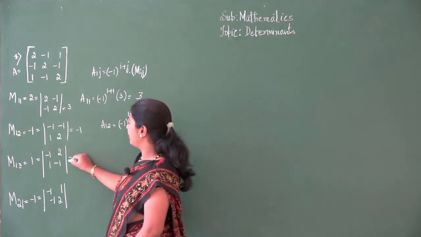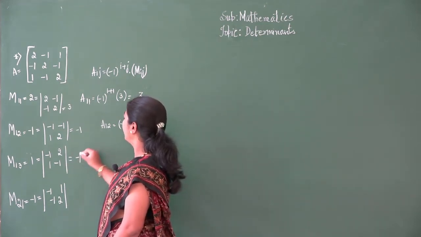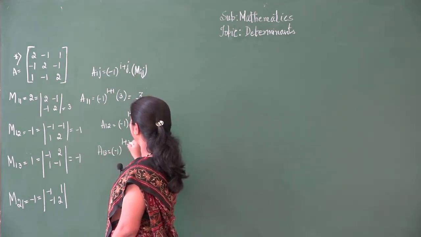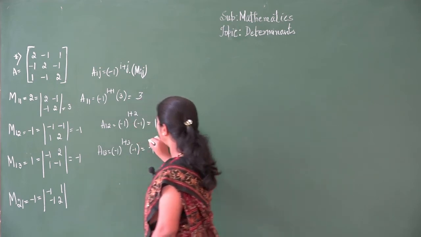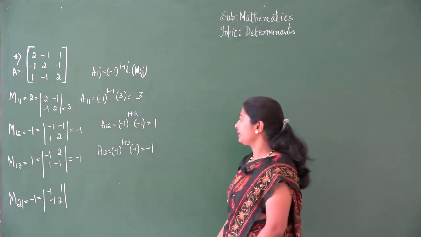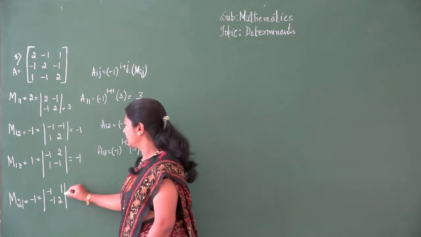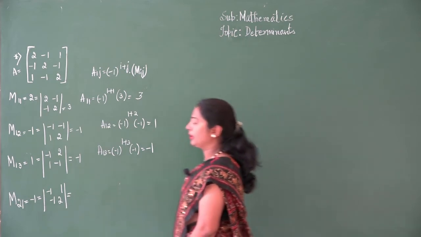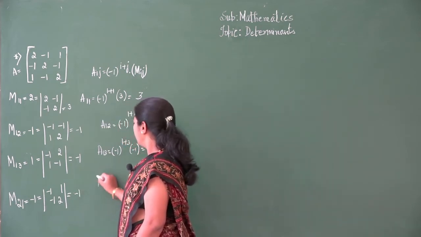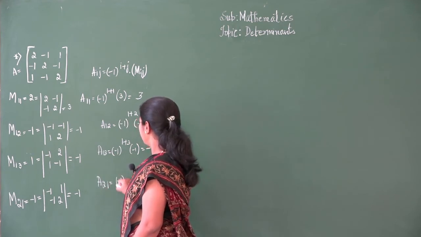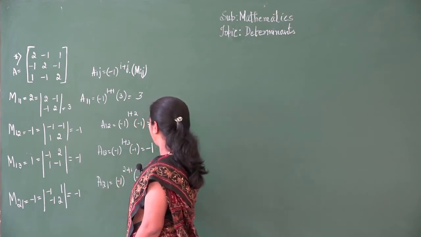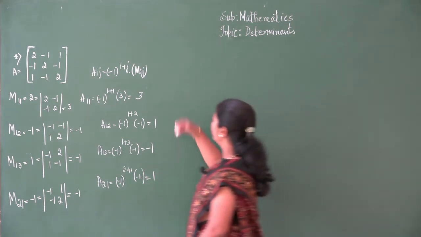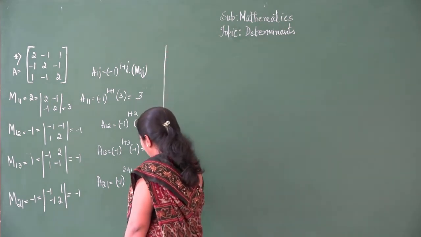Similarly, what is the value of M13? 1 minus 2, minus 1. What is the value of A13? Minus 1 to the power 1 plus 3 into minus 1 will sum up to minus 1. M21 answer: minus 2 plus 1, will be minus 1. So, what is A21? Minus 1 to the power 2 plus 1 into minus 1 will be plus 1. Next, we shall find out M22, M23 and so on up to M33.